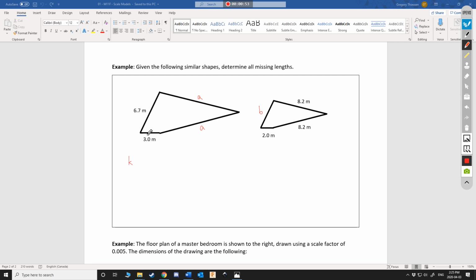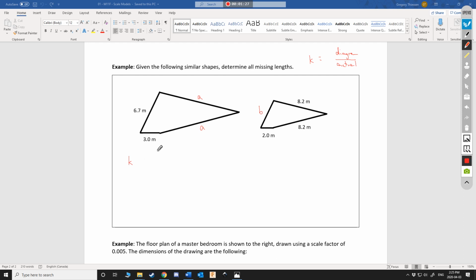What we can see is that this small length is 3 for the big one, and this small length is 2 for the smaller object. So we can look at those two numbers to determine our K factor. Now we're not really told which is the bigger or which is the original object. So it doesn't really matter which one you decide to put on top for the equation, because remember, we said K is equal to the diagram over the actual. We find one or the other.